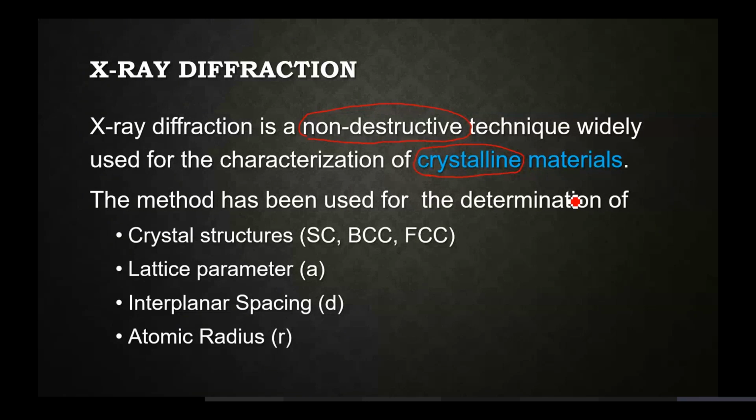The method has been used for the determination of crystal structures. Since we have studied body-centered cubic and face-centered cubic structures, I'll keep my discussion up to these two structures. Simple cubic means only 8 atoms, each placed at the corner of the cube. There is no other atom other than that at the corner of the cube. So simple cubic structure is just the basic structure for body-centered cubic or face-centered cubic.